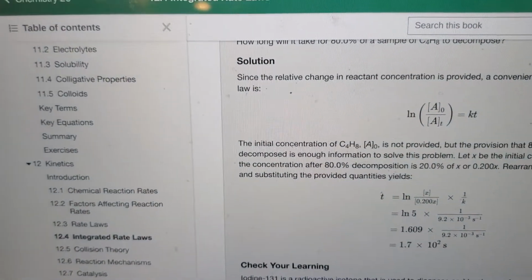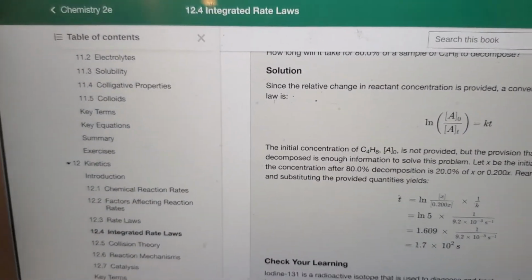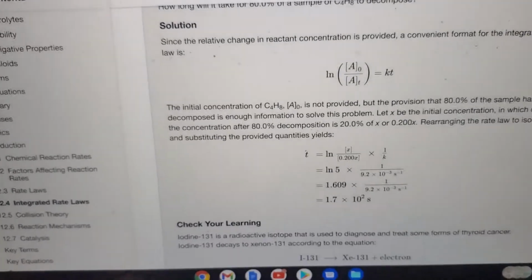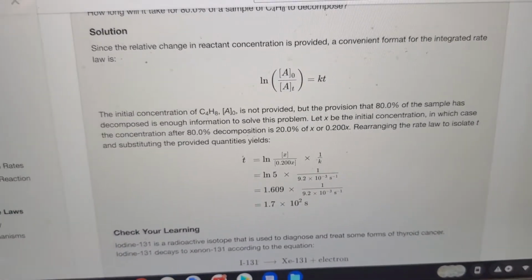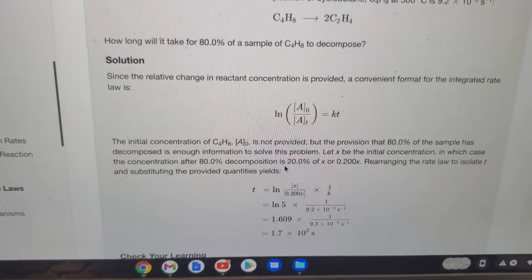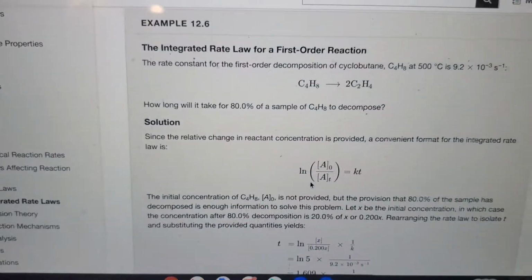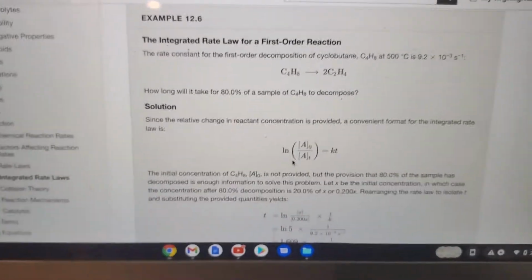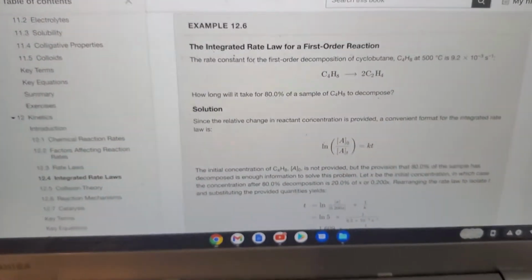Hey guys, I have proof that this chemistry book is a lie. Right here, do not listen to this. Okay guys, all of this is wrong. They're trying to persuade you. Guys, I'm not joking. They're trying to persuade you to do the wrong thing. Watch what happens.